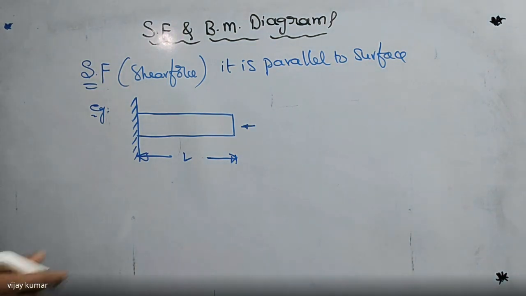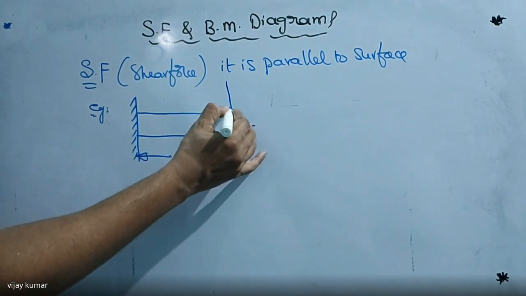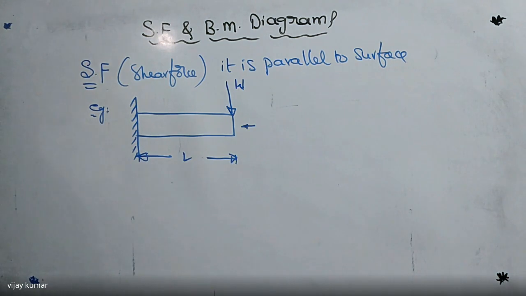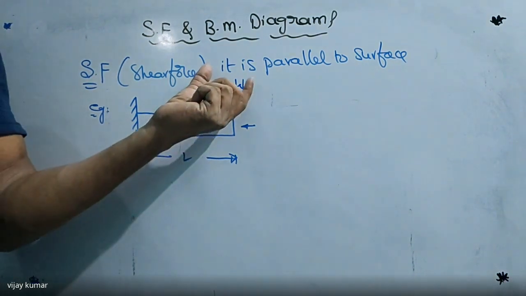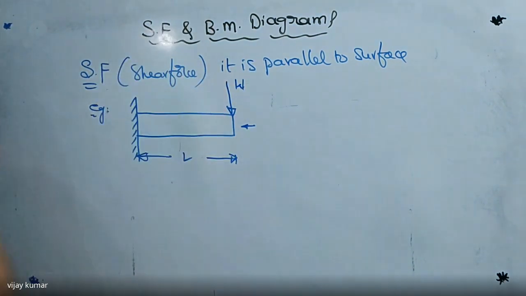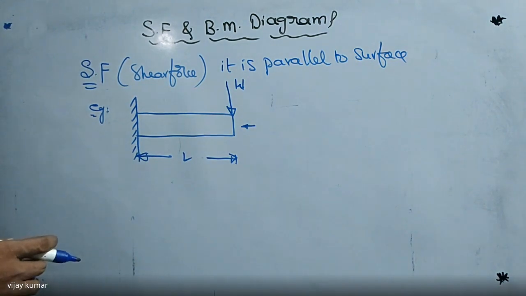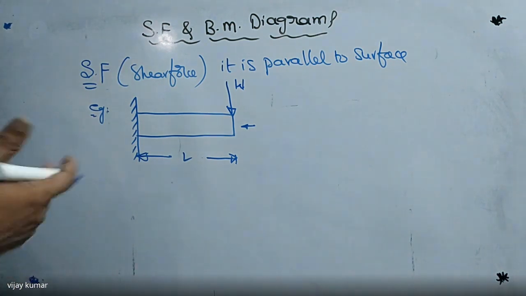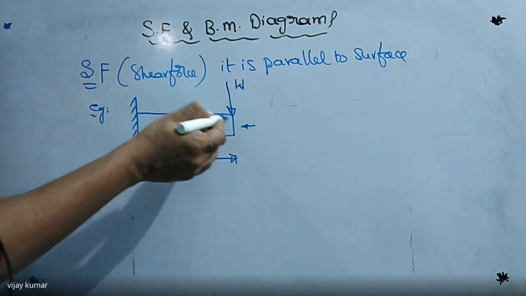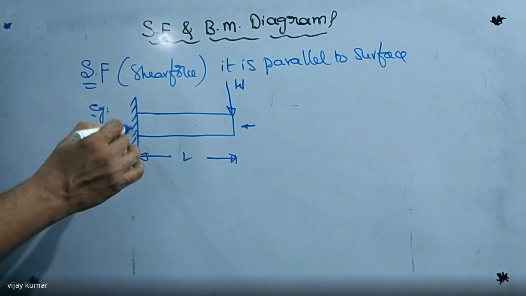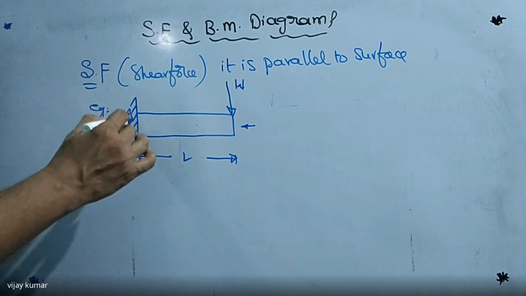Here, I want to apply some force, that is a point load equal to W. That is an external force, not an internal force, W, acting on this beam. This is the length of the beam. If you apply the external force, then according to Newton's third law, for every action there must be a reactive force. This is the active force acting on this beam, but the reaction is given by the support in the vertical direction.